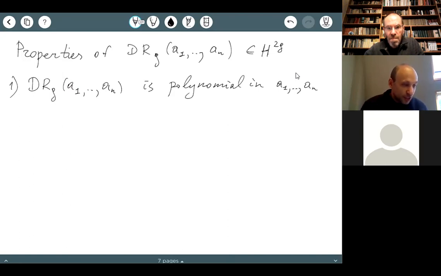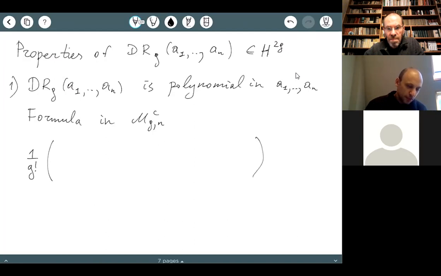As an illustration, I'm going to write the formula in compact type. So the formula in M_{g,n} compact type. This formula misses part of the information, but the other part is more complicated. So let me write just this one. It's 1 over g factorial times something to the power g.